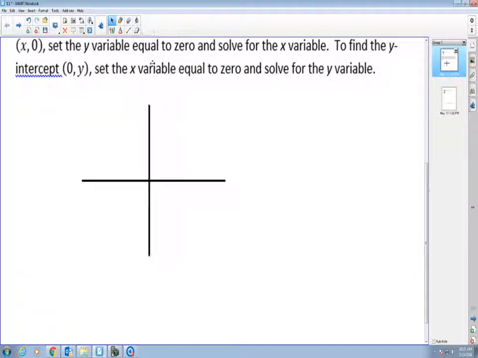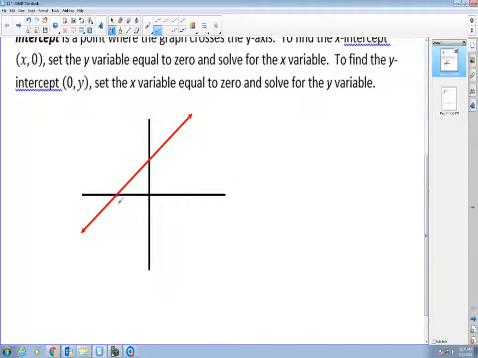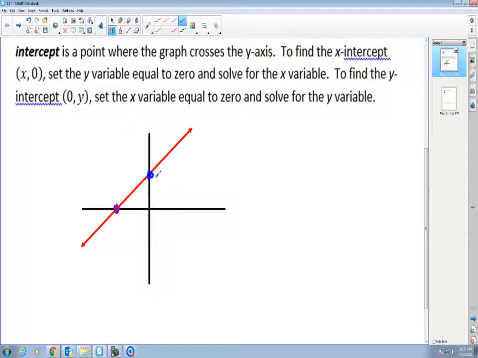So if I have a linear function, let me use a red color. All right. So the point where my graph or my function crosses over the x-axis, that will be called the x-intercept. The point where you cross over the y-axis is the y-intercept. All right. So what is so special about the x and y-intercept?